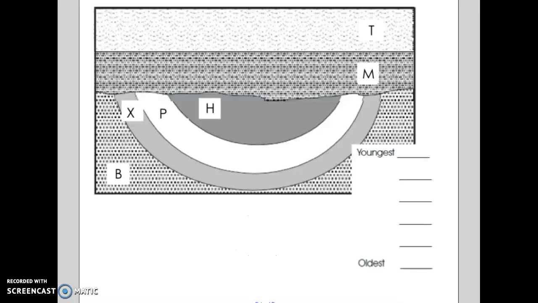Okay, here's one. You can pause the video now so you can try this on your own, and then I'll give you the answer. Okay, for this one, as far as age goes, the oldest one is actually going to be B. Okay, it's at the bottom here. And then you have X, and then P, and then H. And those at one time probably were horizontal and nice and neat, but we know that the plates move and the layers bend. So that's why it's kind of folded in a different direction. But that would be oldest to youngest there. And then you would finish off with M, and your youngest or newest layer overall is T.